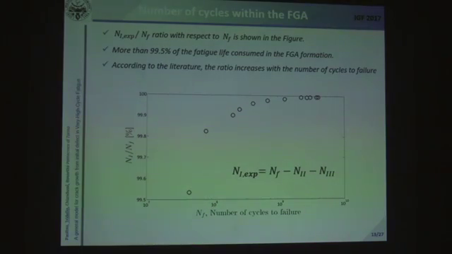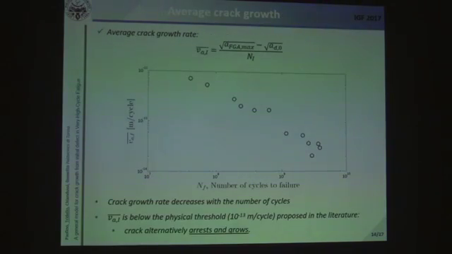Here we present the ratio between the number of cycles consumed within the FGA, estimated and computed experimentally, with respect to the total number of cycles. It can be seen that this ratio increases with the number of cycles, and more than 99% of the fatigue life is consumed in the FGA formation. And this is in agreement with the experimental results.